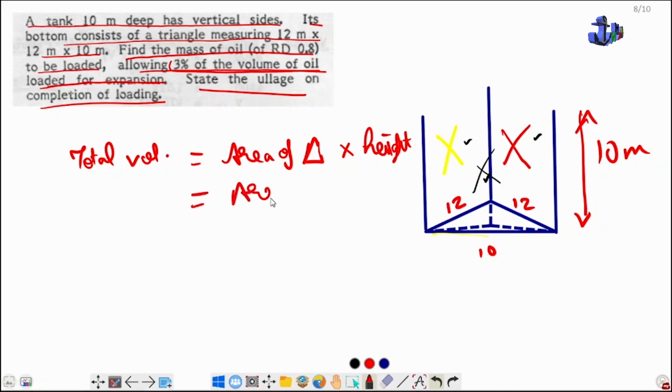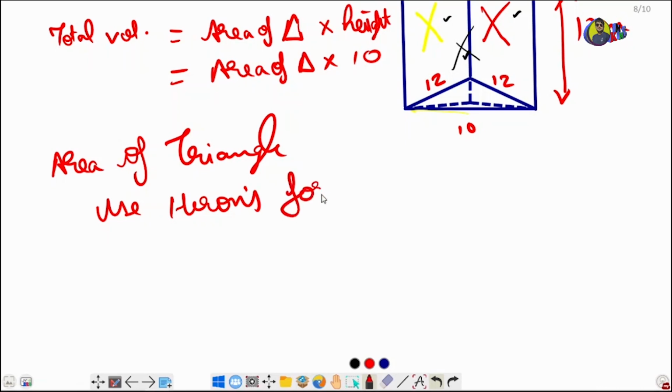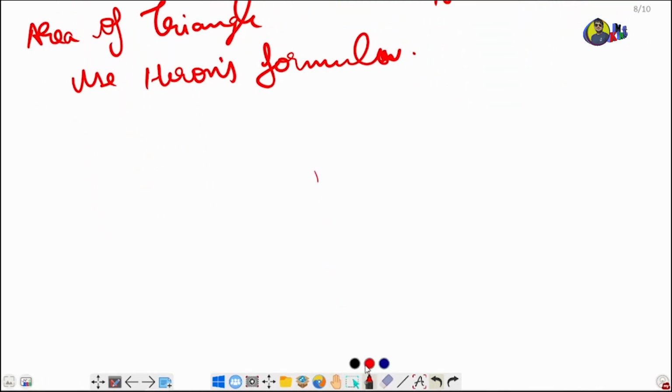So area of triangle we need to find out first, and height we know it's 10 meters. Area of triangle, how we'll find out? We have to first use Heron's formula. You might have studied this formula in 10th standard. For this Heron's formula, we need to first find out S.